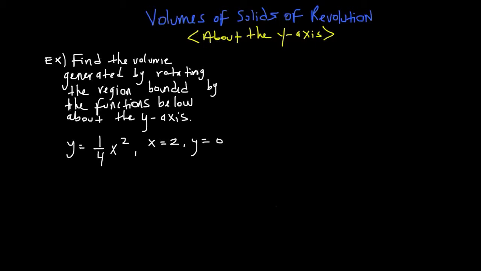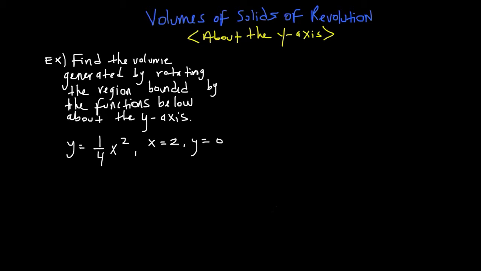This next video shows you how to find volumes when the region is rotated about the y-axis. And this is not the usual case. We try to rotate things about the x-axis, but they could also ask you to switch your perspective and rotate things about the y-axis. So then we have the example: find the volume generated by rotating the region bounded by the functions below about the y-axis.